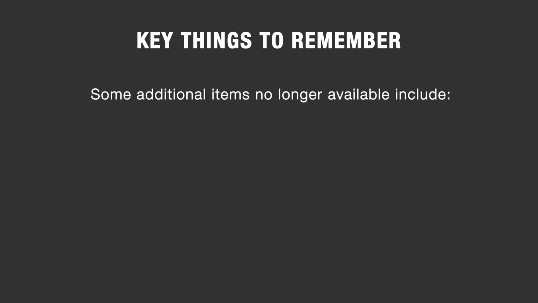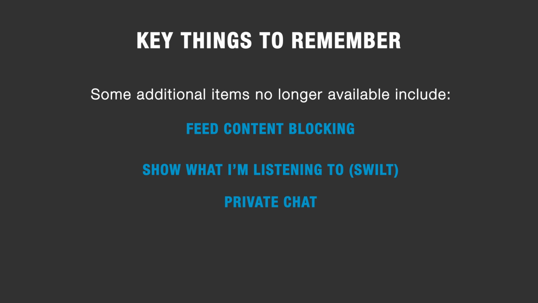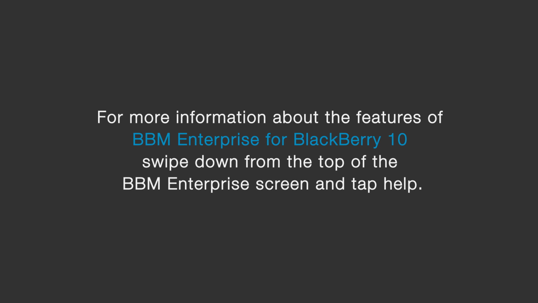Some minor additional items no longer available include feed content blocking, show what I'm listening to, private chat, and share my PIN. For more information about the features of BBM Enterprise for BB10, swipe down from the top of the BBM Enterprise screen and tap Help.